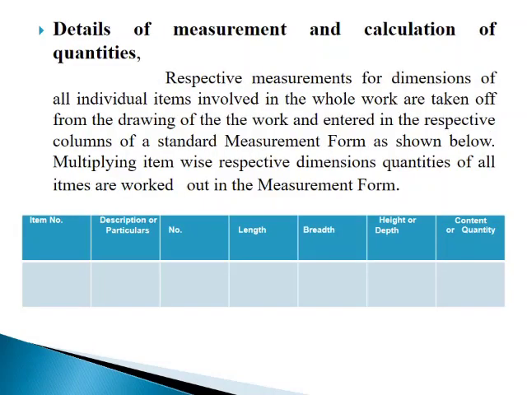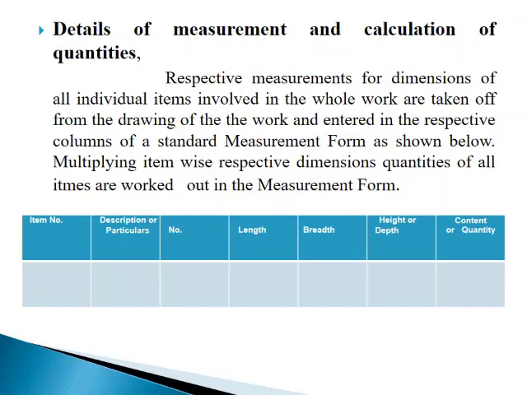Next, we prepare a measurement sheet for all quantities, for the calculation of quantities. For these measurements, the dimensions of all individual items involved in the whole work are taken from the drawing of the work. We can prepare this with a CAD drawing of the work and enter the values in the respective columns as per the standard measurement form, as shown below. A standard measurement form is also called a measurement sheet. By multiplying the item by its respective dimensions, the quantities of all items are worked out in the measurement form.